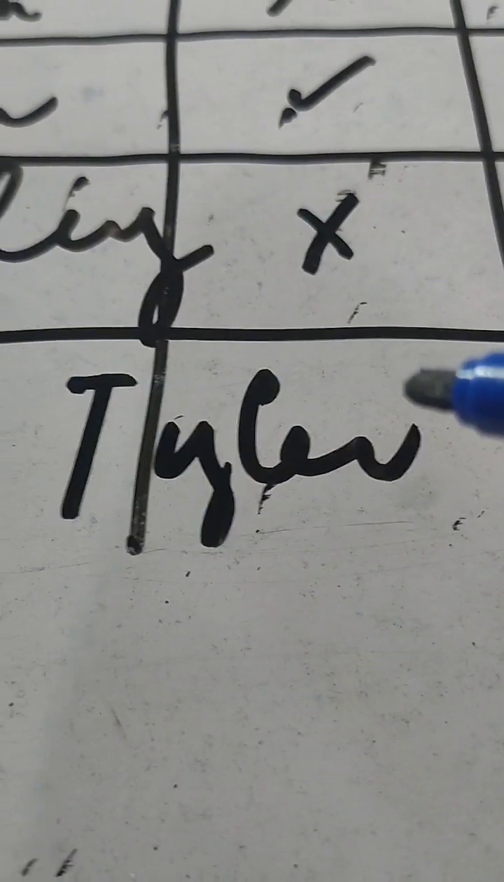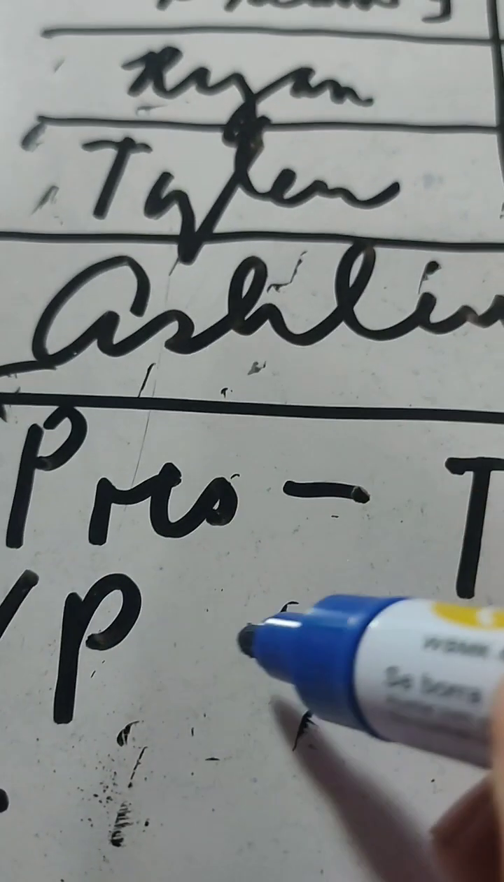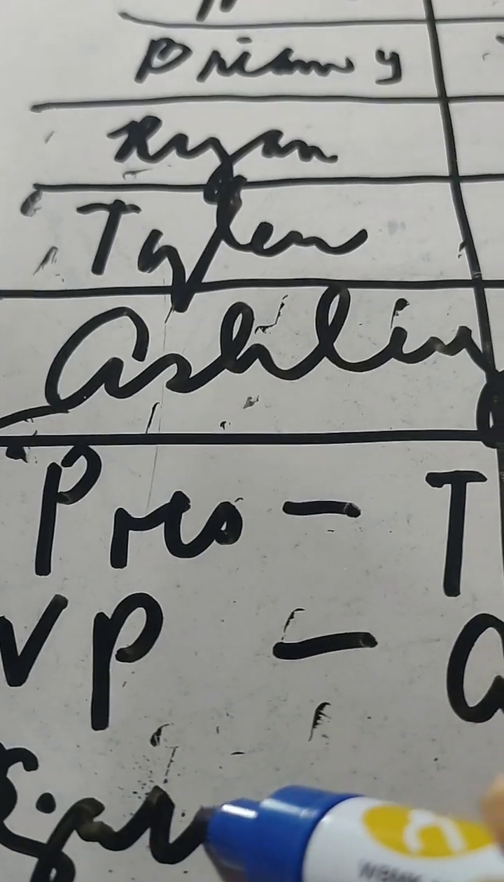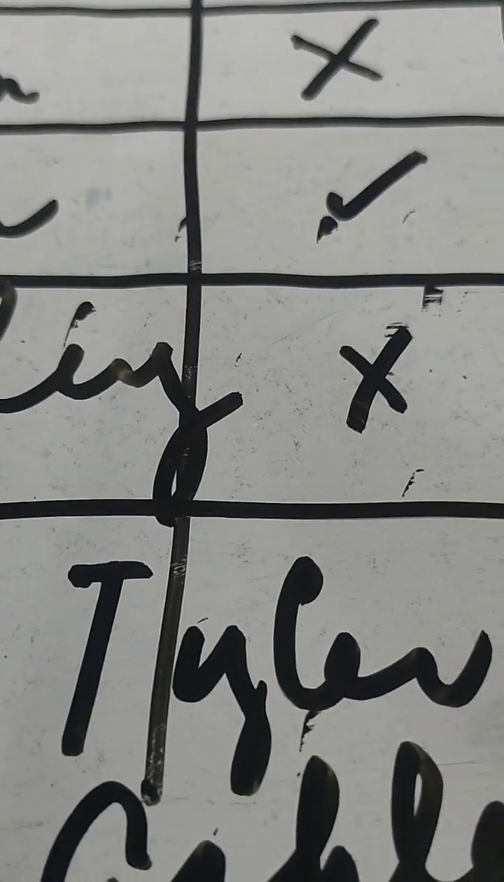So, finally, you have to write it here to indicate that that is your final answer. Your President is Tyler. The Vice President is Ashley. This is the proper way of writing your answer. Then the secretary: do not assume that what you check here is the final answer. Write it finally below your solution, because the table is just your solution. So the secretary is Ryan, and the treasurer is Brian.